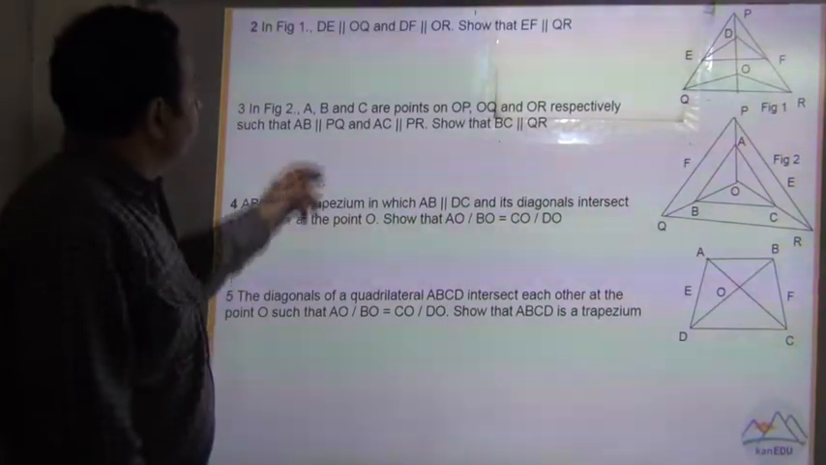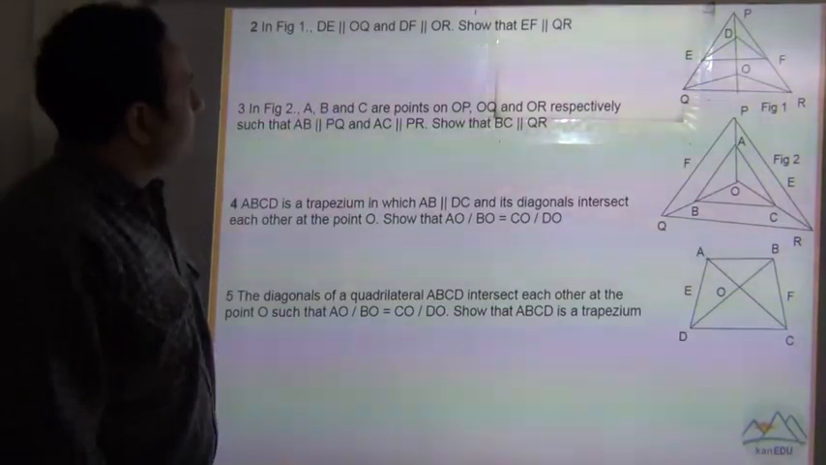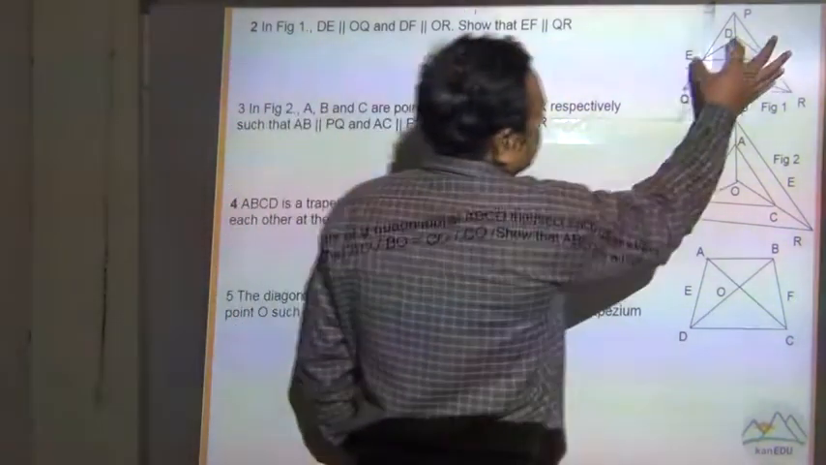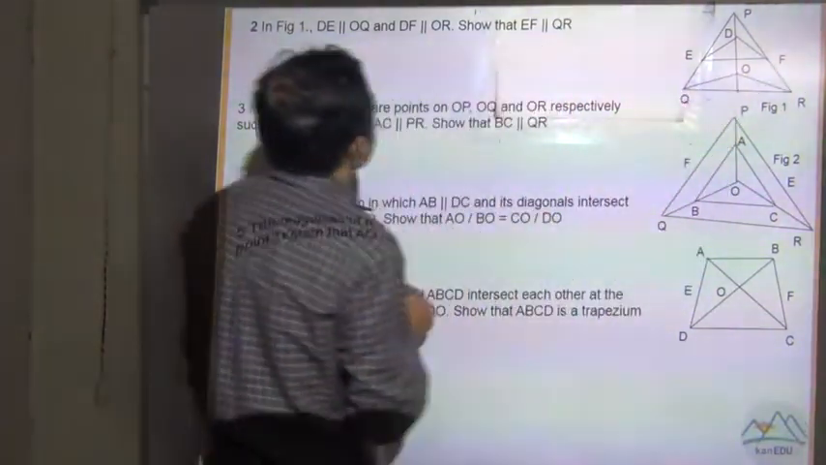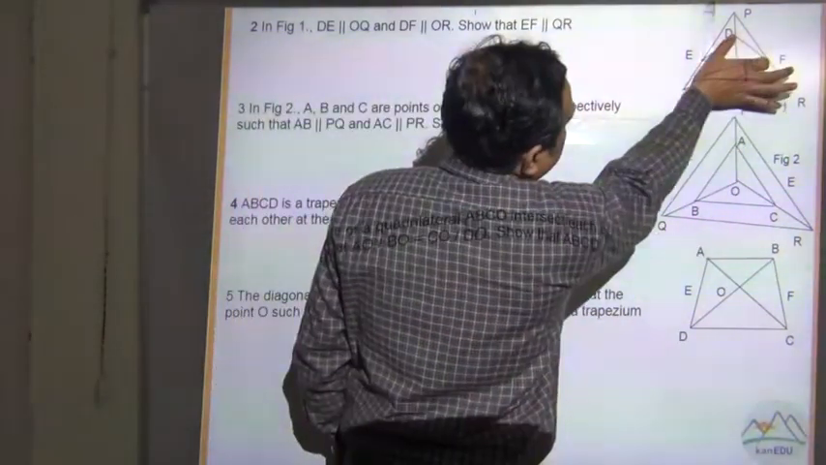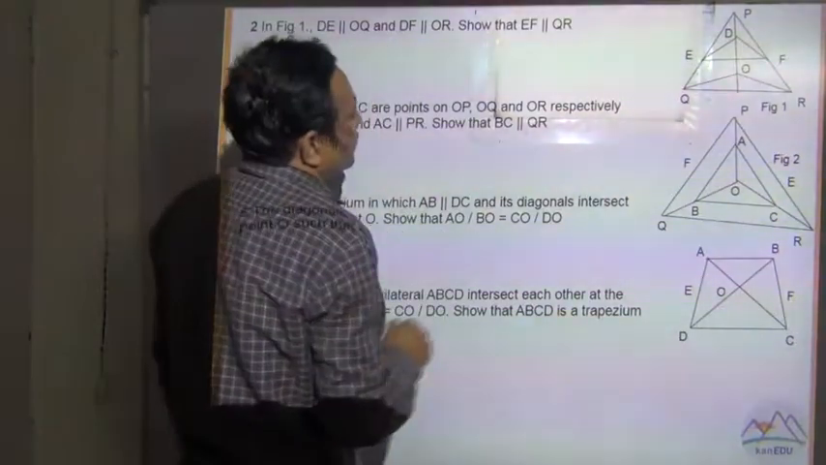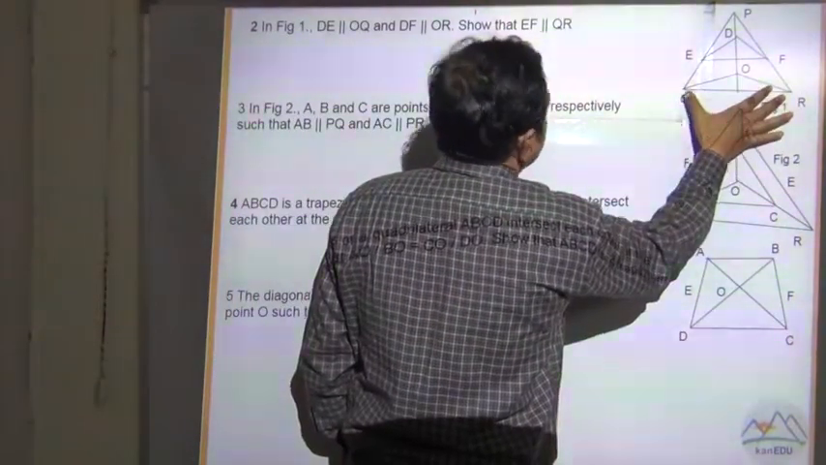Question number 2. In figure 1, DE is parallel to OQ and DF is parallel to OR. Show that EF is parallel to QR.